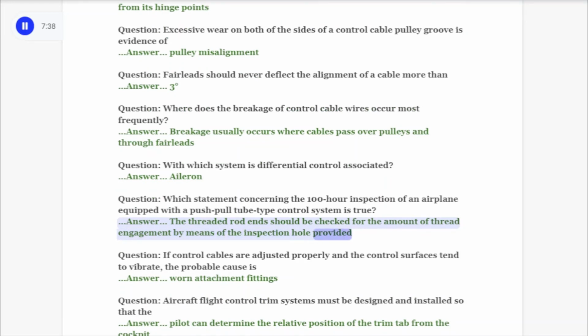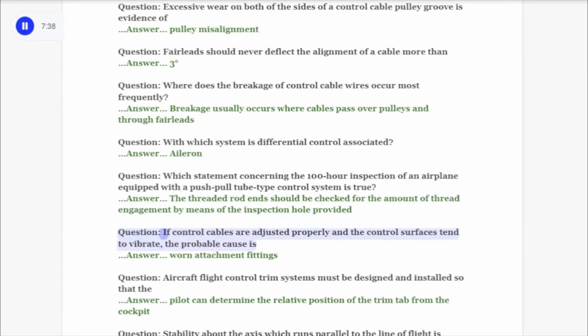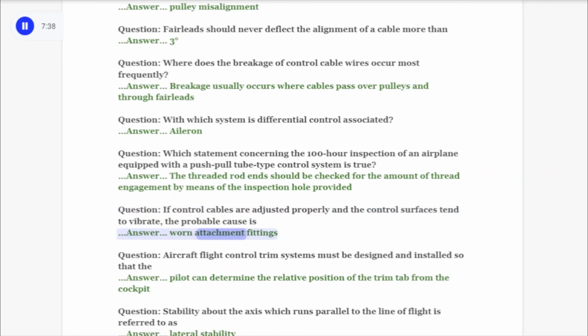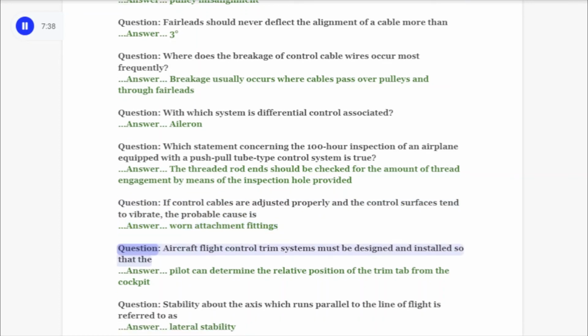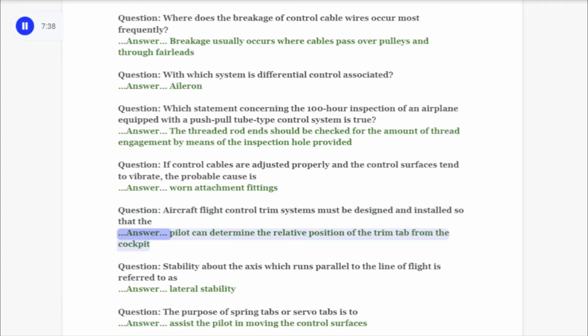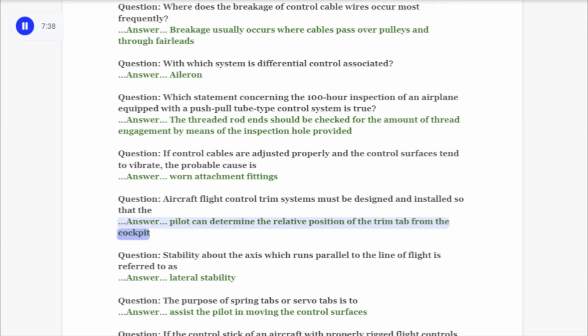Question: if control cables are adjusted properly and the control surfaces tend to vibrate, the probable cause is. Answer: worn attachment fittings. Question: aircraft flight control trim systems must be designed and installed so that the. Answer: pilot can determine the relative position of the trim tab from the cockpit.